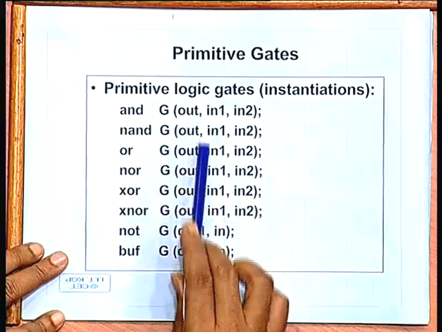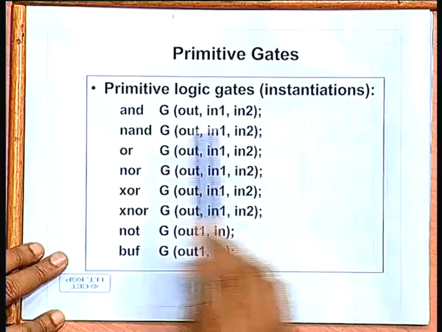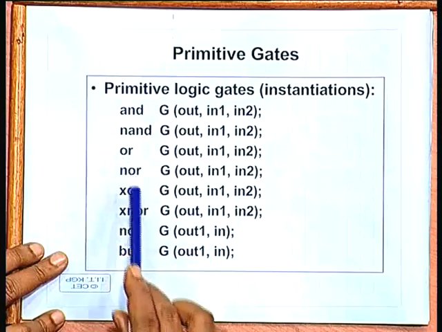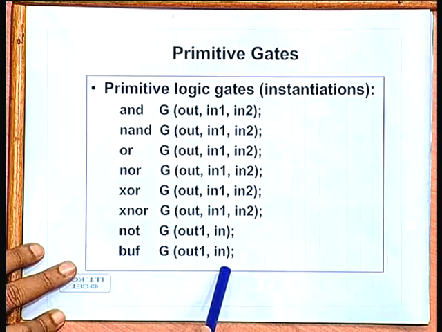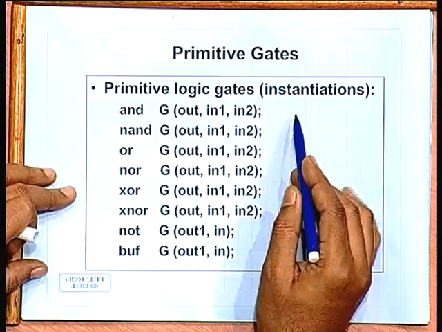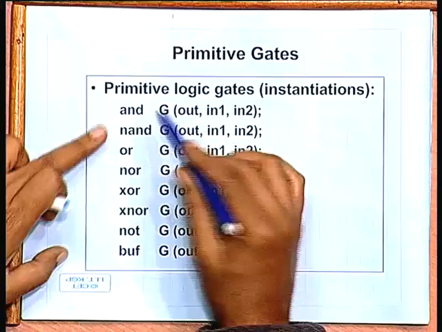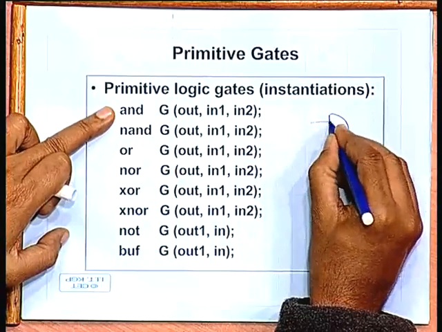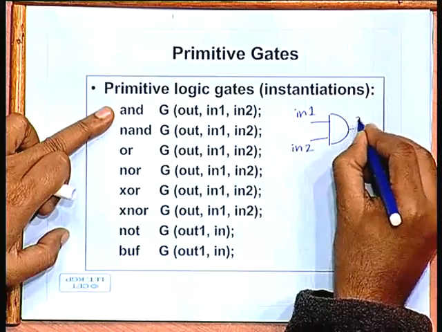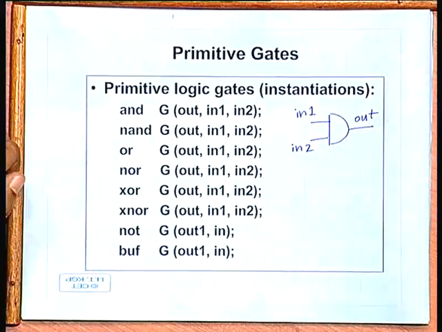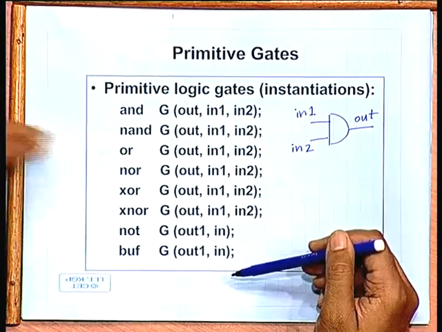These are the primitive logic gates which you can include in a Verilog module through instantiation: AND, NAND, OR, NOR, XOR, XNOR, NOT, buffer. Buffer is just like a driver, it does not invert the logic value. As you can see, the convention is that the first parameter is the output and the next parameters are the inputs. For example, in the first case, the inputs will be in 1 and in 2, and the output will be out, right. So, you can have all the basic gate types available as part of the language.